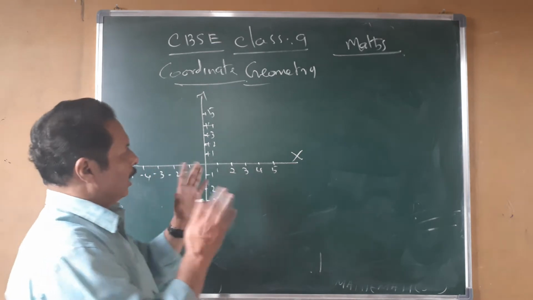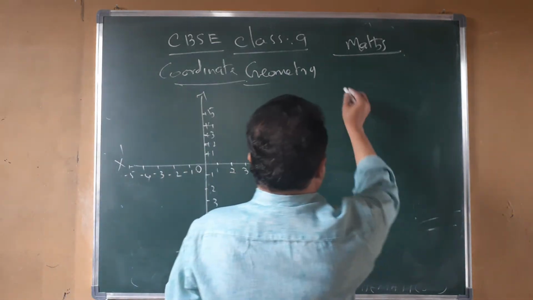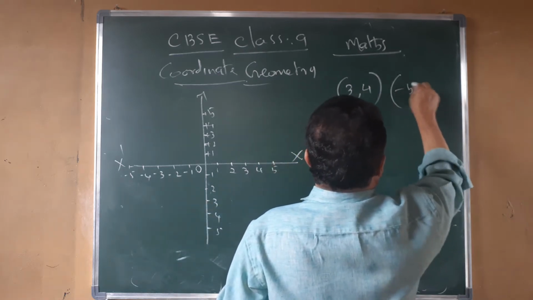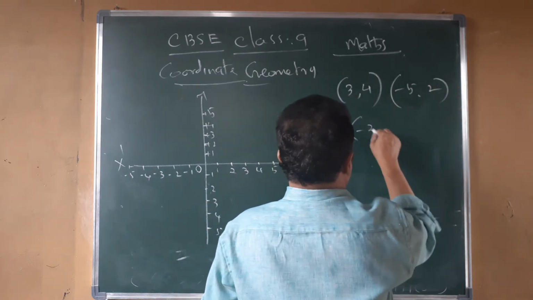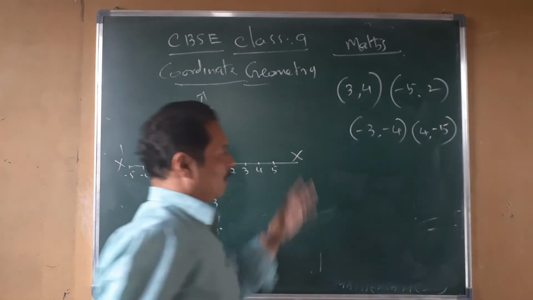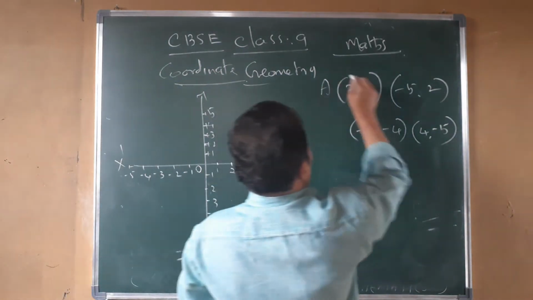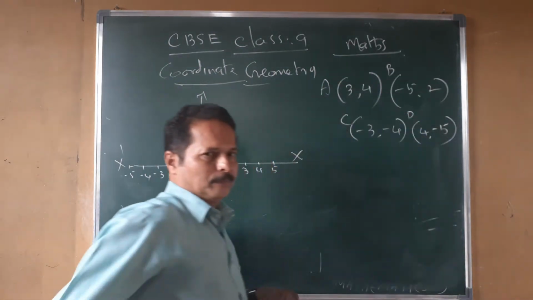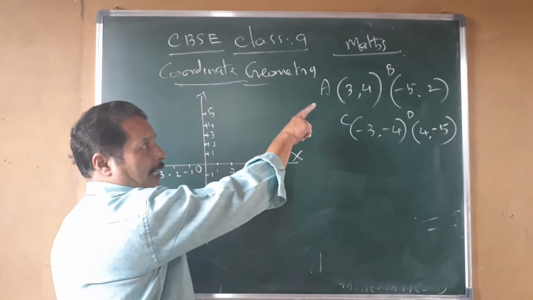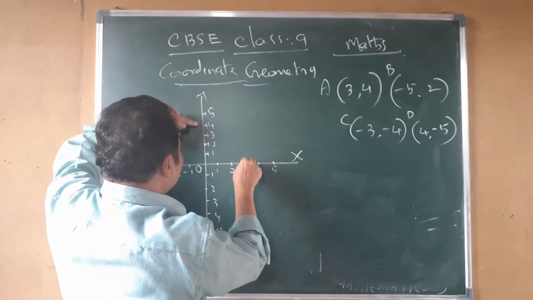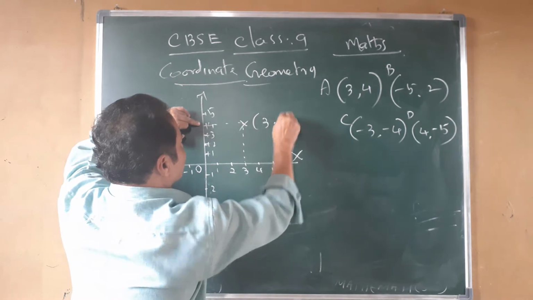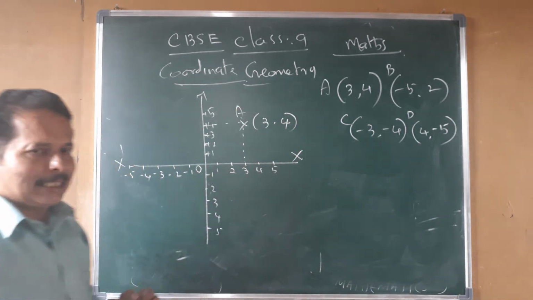And we want to mark points. Look at here. We want to mark (3, 4), (-5, 2), (-3, -4), then (4, -5). There are 4 points, and they are A, B, C, D. How can we mark the point (3, 4)? Are you ready? X coordinate is 3 here. Y coordinate 4 is here. So the point is (3, 4). That is it. You see that?